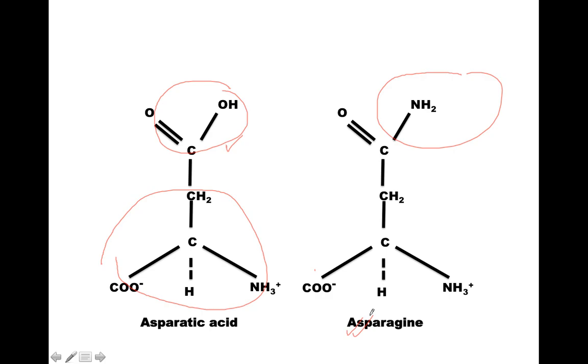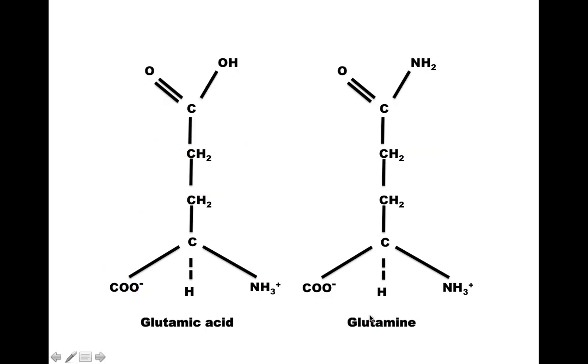Now a similar structure to this is glutamic acid and glutamine. It's the same thing. Glutamic acid contains a carboxylic group, whereas glutamine contains an amide group, right? Now here, what is the difference between glutamic acid and aspartic acid? There is one extra methyl group, right? Same, what is the difference between asparagine and glutamine? One extra methyl group.